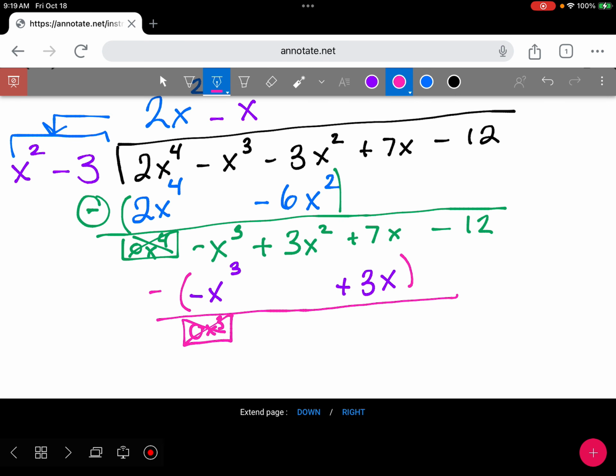So then when we're doing our simplification down here, my minus x cubed minus x cubed gives me 0x cubed. Then we've got our 3x squared coming down. I've got my 7x minus 3x giving us positive 4x, minus 12.